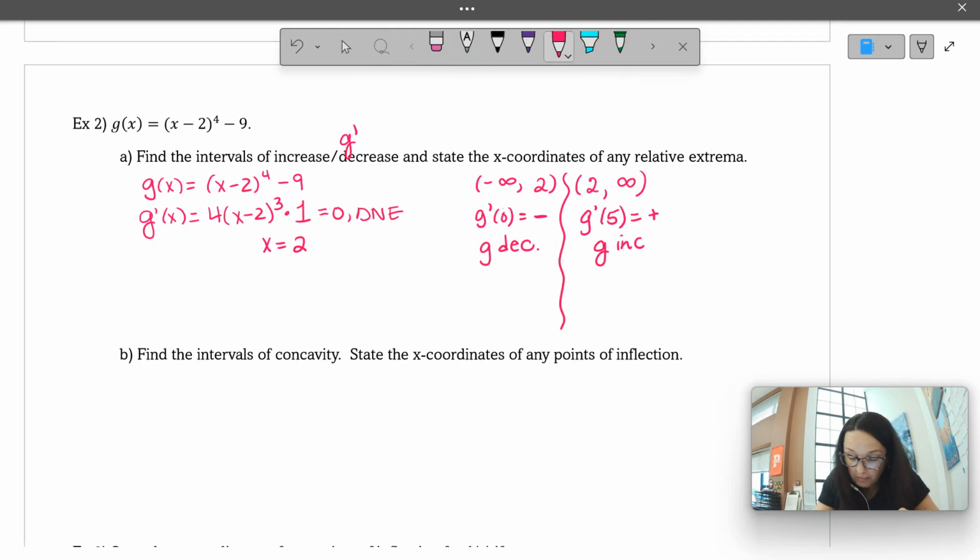And again, just as a reminder, I'm plugging 0 into G prime. I'm plugging 5 into G prime. So there's my intervals of increase and decrease, and then it says find any relative extrema. Well, G went from decrease to increase. So right in between there, we had a relative min at X equals 2.